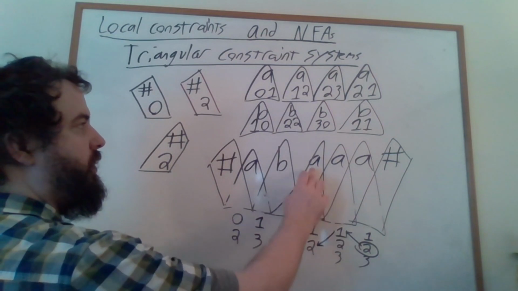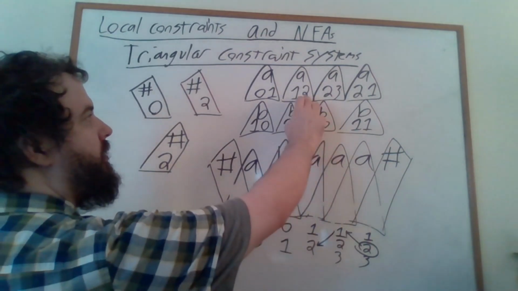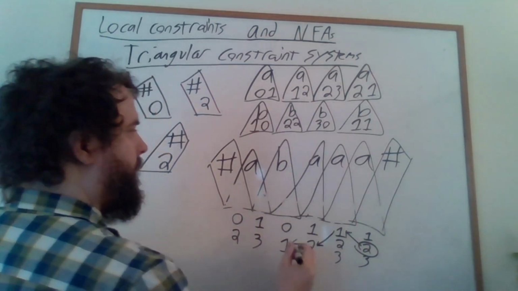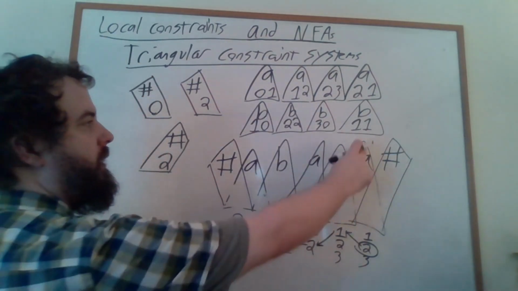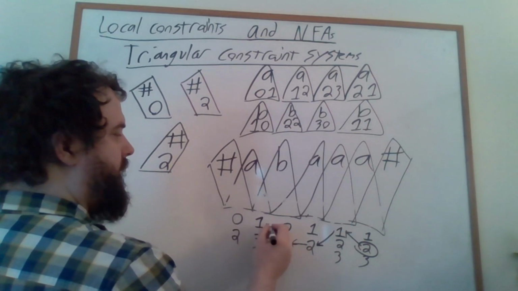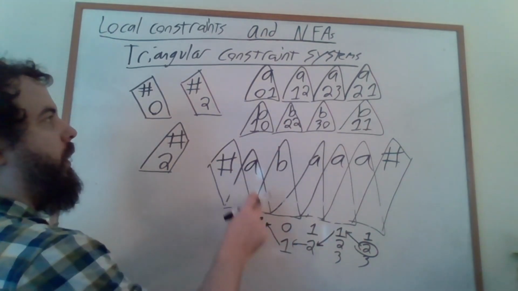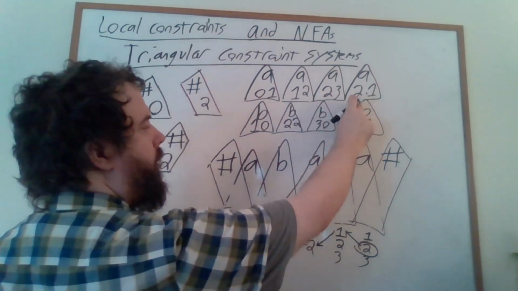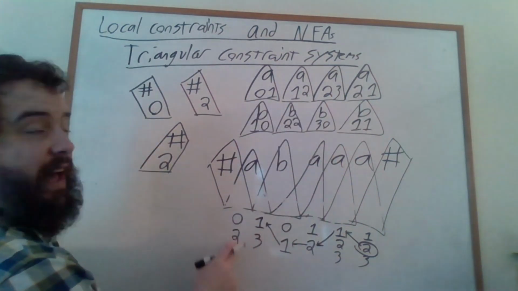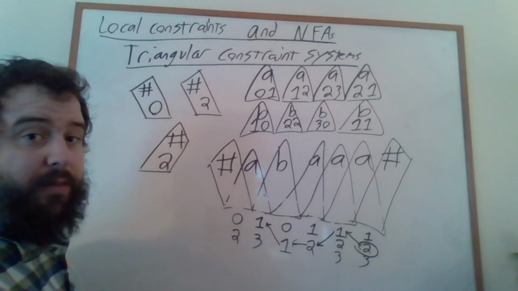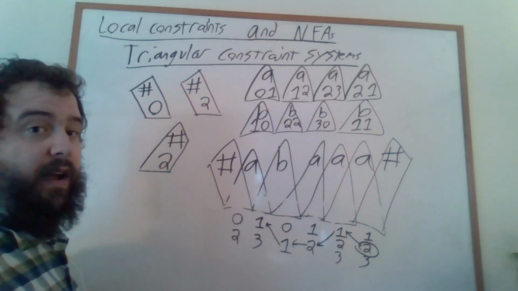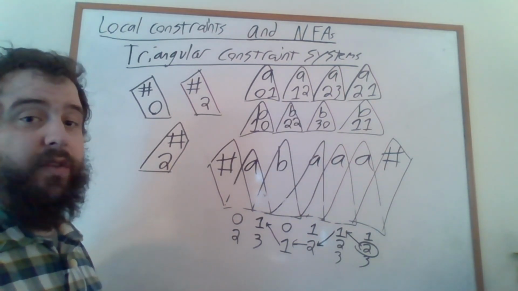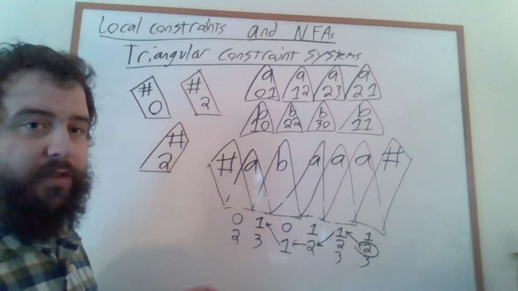Now, how can we get a 2 with an A? Well, the only way to get a 2 with an A is with a 1. How can we get a 1 with a B? The only way to do that is with a 1. How can we get a 1 with an A? Well, there's two ways of doing this, either with a 0 or with a 2. So actually, either of these is a valid possibility for this particular triangle. And we can just arbitrarily pick one. We're looking for a solution, not all solutions.